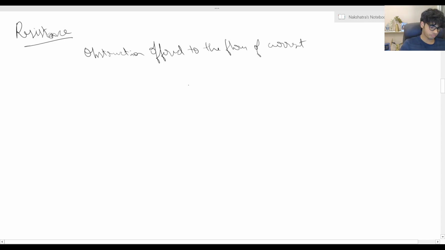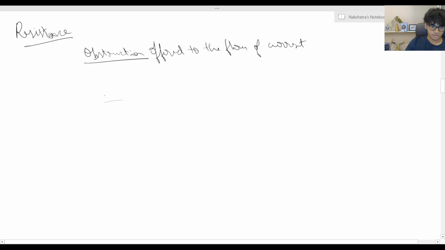Okay, but where does this obstruction come from? Why is there an obstruction? If there is a potential difference, current is flowing, let the current flow. Current should just flow. Why is there obstruction? Why is there some blockage? Why is something stopping it? Okay, let's discuss it in depth.